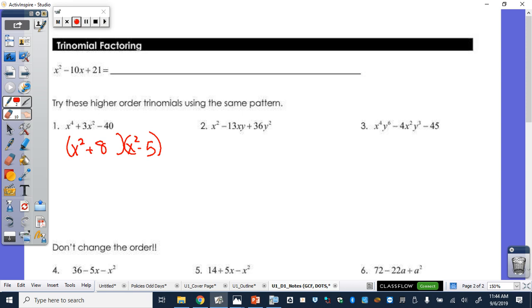And again, that squared term in the middle comes from when you do your little smile and your big smile. So here this would be 8x squared. This would be negative 5x squared. Add those together. There's your 3x squared.